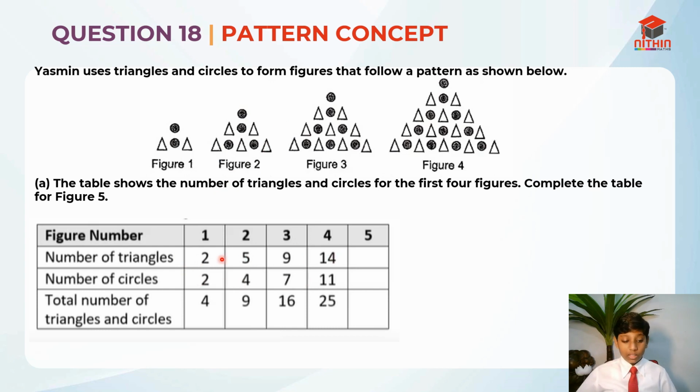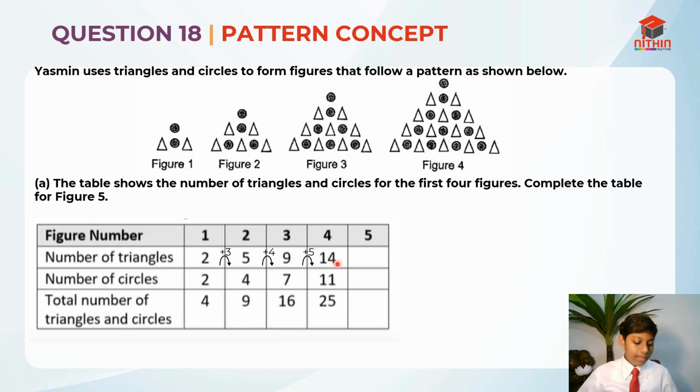So let's just refer to the numbers. So these are the number of triangles. Figure 1 there's 2 triangles, figure 2 there's 5 triangles, figure 3 there's 9 triangles, figure 4 there's 14 triangles. Now I hope you can see the pattern over here. From figure 1 to 2 we plus 3, figure 2 to 3 we plus 4, figure 3 to 4 we plus 5. Can you see the pattern? Plus 3, plus 4, plus 5. So it's increasing each figure, right?